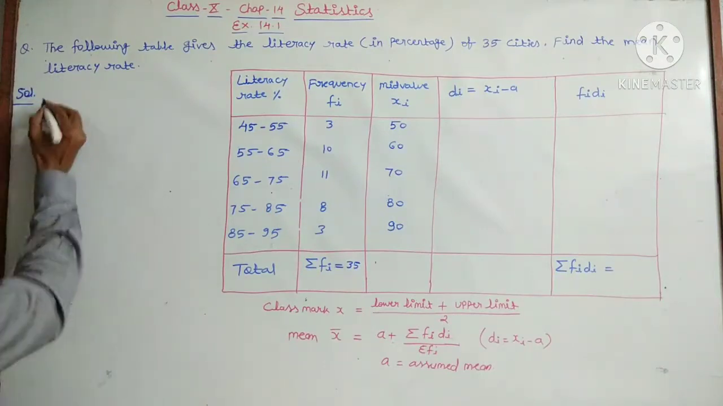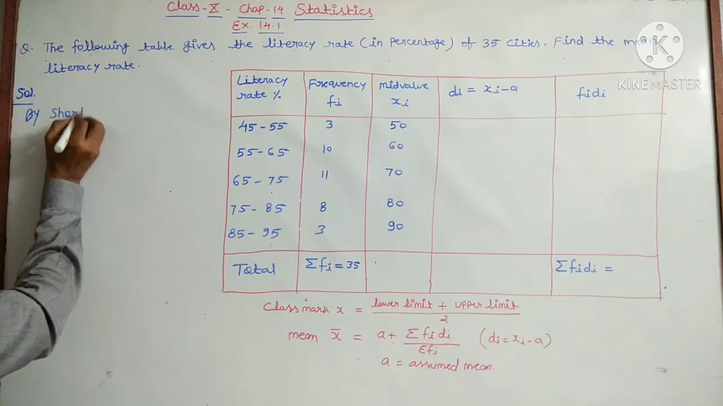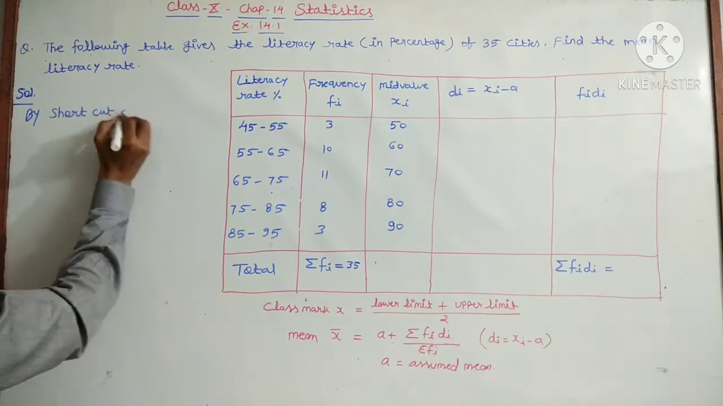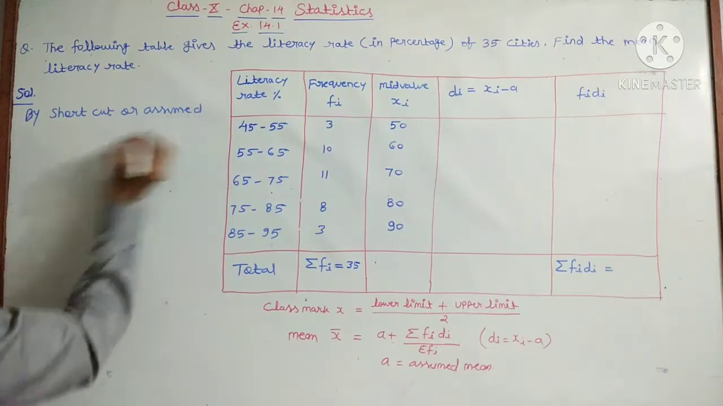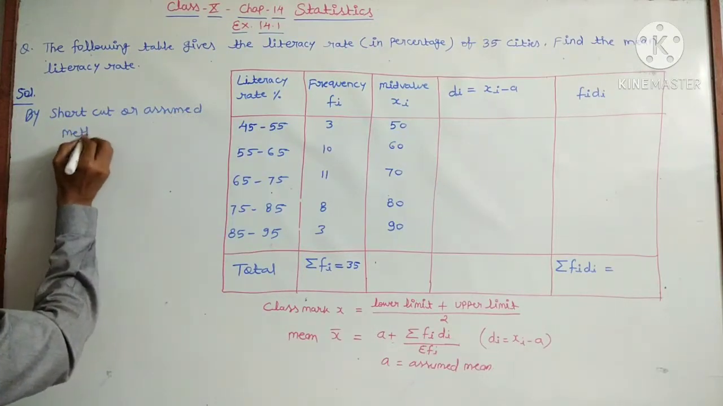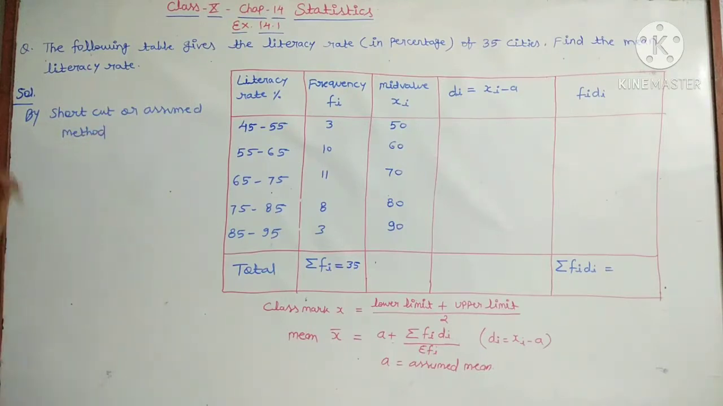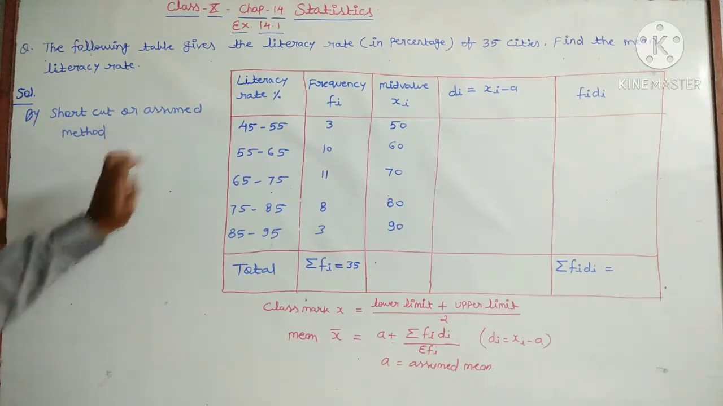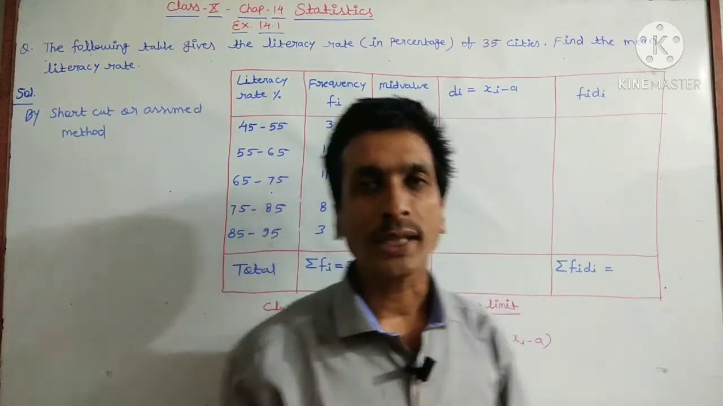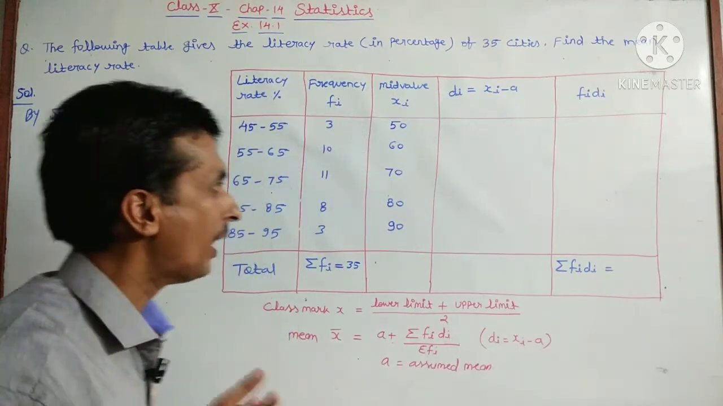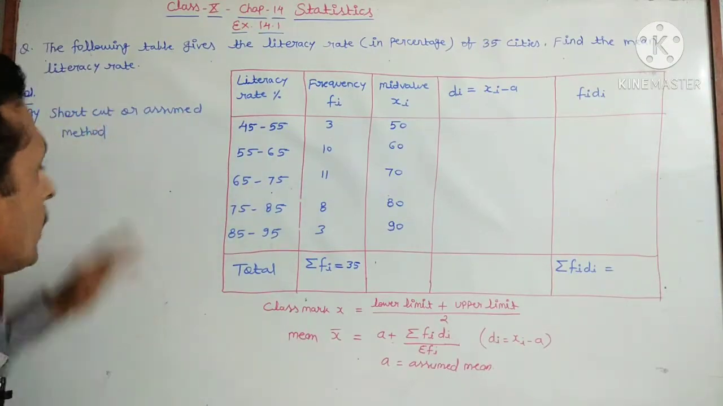So you can write here shortcut or assumed method. Okay friends, so here it is the shortcut and assumed method. Shortcut, that means why do we need the shortcut method? Because the calculation is very tough, hard. So how to solve? We will apply the shortcut method.